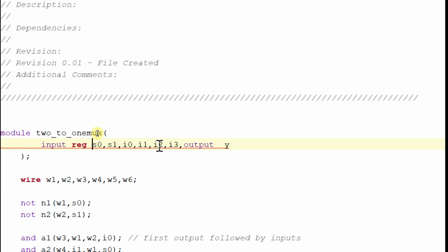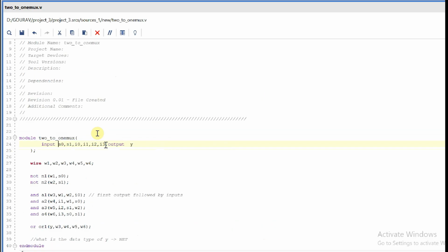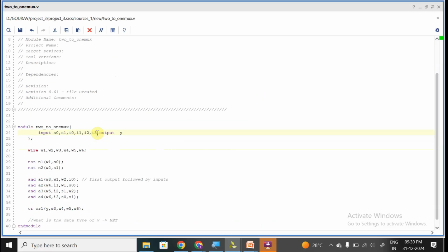We have discussed one block diagram also, where we have seen the port connection rules. Input should be of only wire type and output can be of net or reg, that we have seen, right? So you should be careful when you are designing your circuit. Is it clear for everyone?